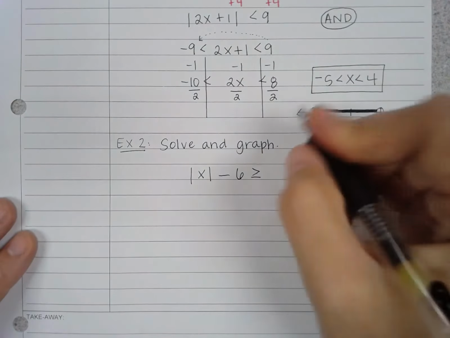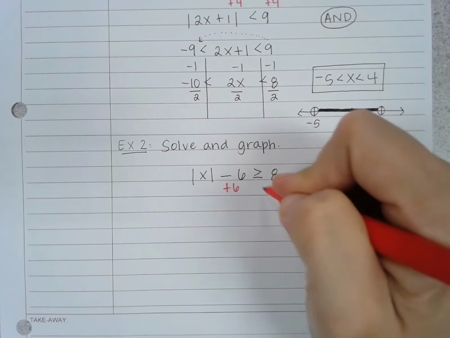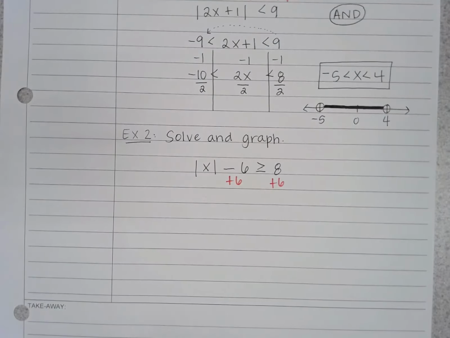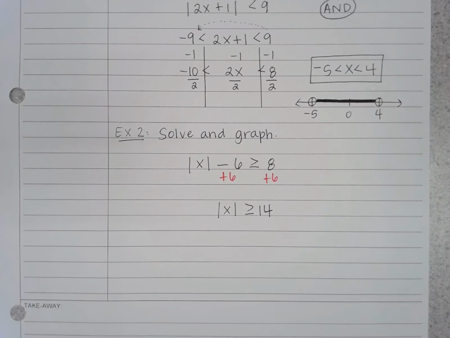So when you look at this question right away, it looks just like the thing that we did up above. It's almost like you wouldn't even be able to know that it was different unless you noticed the direction of the inequality symbol. But before I make any decisions about that, notice that the absolute value of x isn't all by itself. So I'm going to add the 6 to both sides to get the absolute value of x part all by itself. So the absolute value of x is greater than or equal to 14.